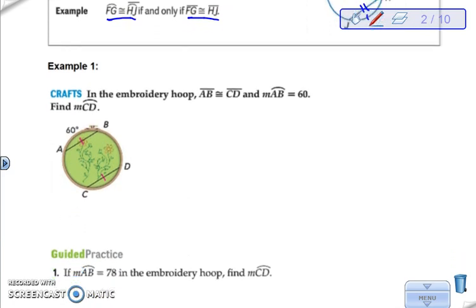So our example is pretty straightforward. They tell us that chords AB and CD are congruent. So if the two chords are congruent, then the arcs must be congruent as well. So if arc AB measures 60 degrees, then arc CD measures 60 degrees as well. That's all there really is to that.